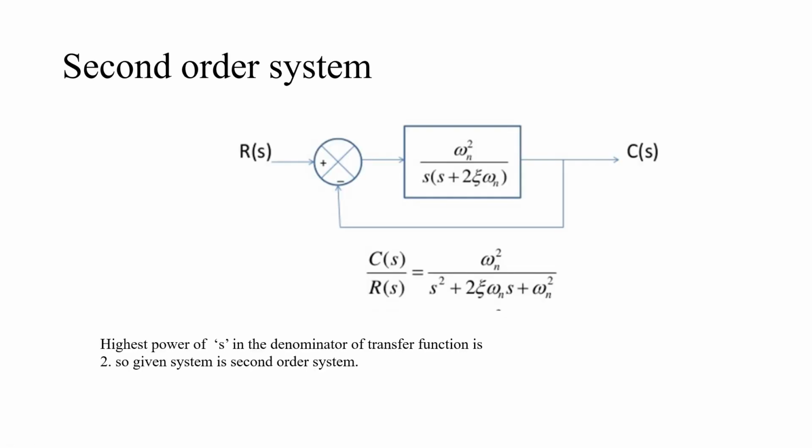Similarly, second order system. In the shown figure, the highest power of S in the denominator is 2. So, the given system is a second order system. Here C(s) by R(s) is the overall transfer function of the given system, that is omega n square by S square plus 2 zeta omega n S plus omega n square.